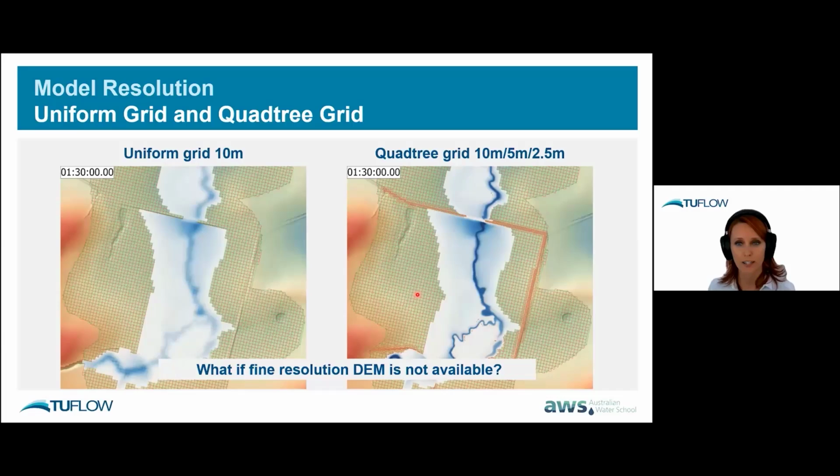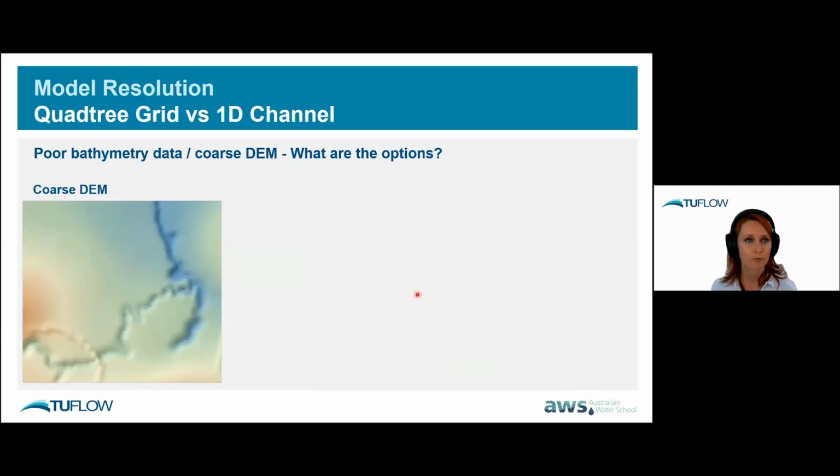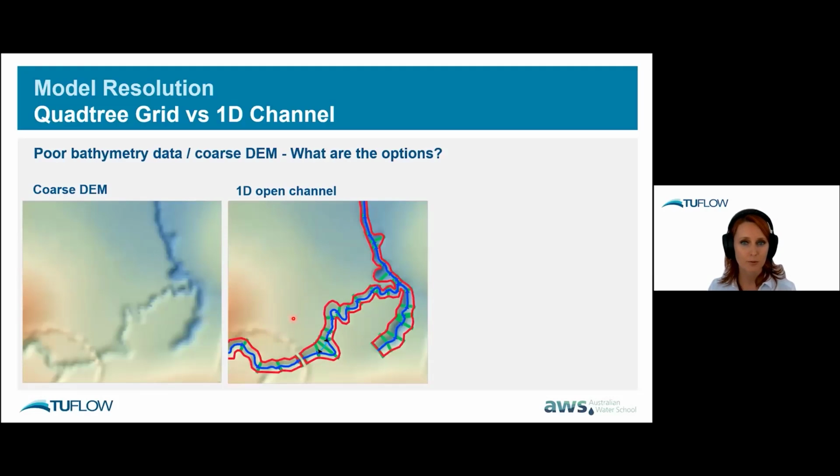What if we don't have that? What if we have poor bathymetry data or coarse DEM that looks like this? It just almost hurts the eyes to even look at it. What are the options? The first one is to use 1D open channel, where you need to have your cross-sections surveyed, set up the main channel path and the banks as the 1D, 2D boundaries.